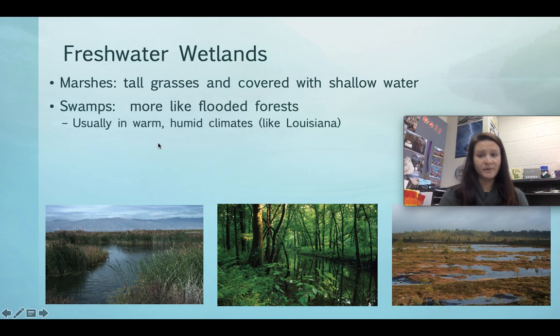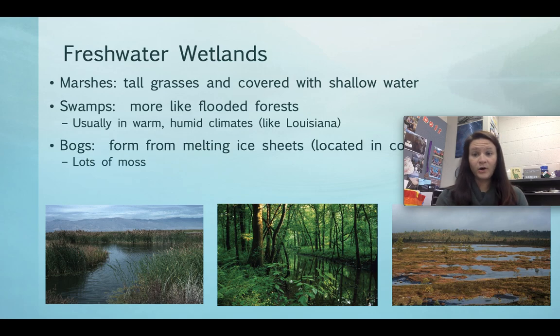Next one is swamps. So swamps will be more flooded. They'll look like flooded forests is what the book described it as. And they'll be located typically in warmer climates where it's very humid. Think of Louisiana, Florida has a lot of swamps in there. You won't find swamps in the north.